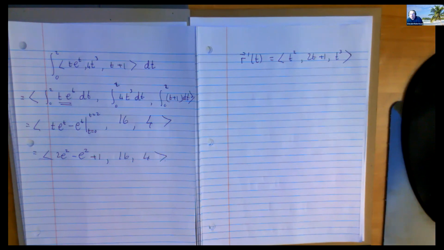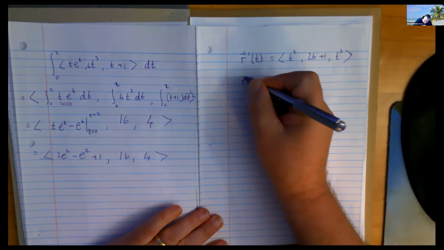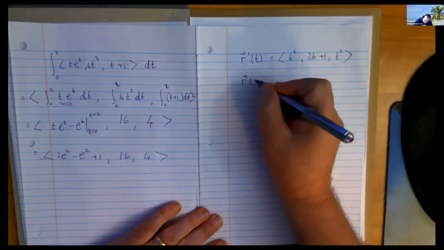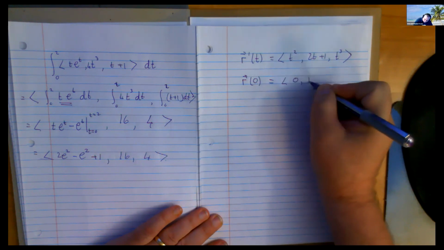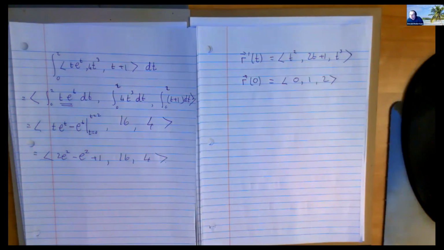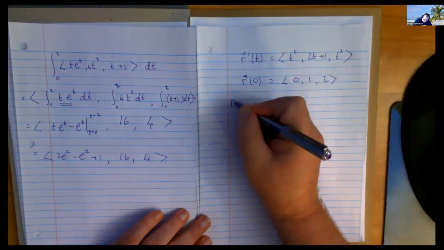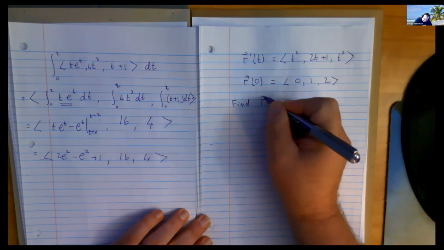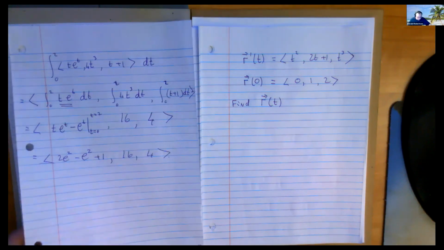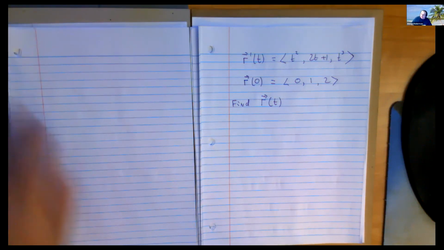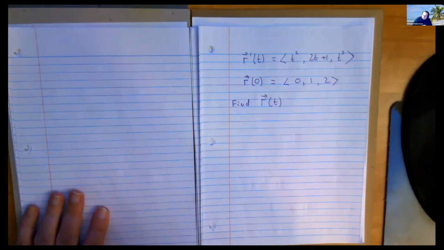Suppose I tell you the derivative of a space curve is that guy. And I tell you that the value of this fella at 0 is a position vector, 0, 1, 2. And you're being asked to find that guy. Before we tackle this question, let's look at what that might look like in good old-fashioned Calc 1 and 2 world.